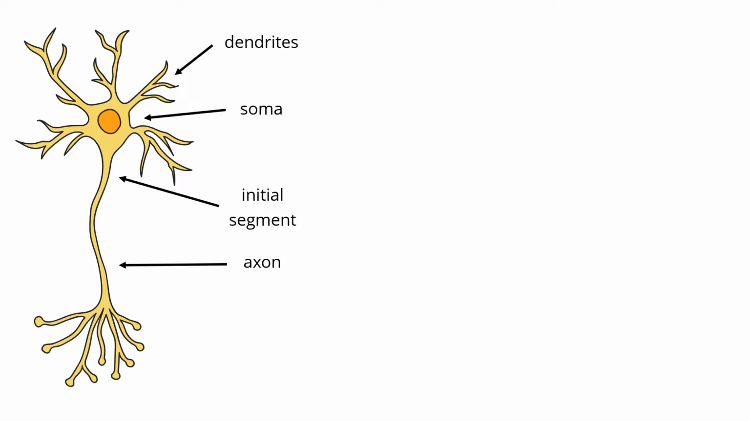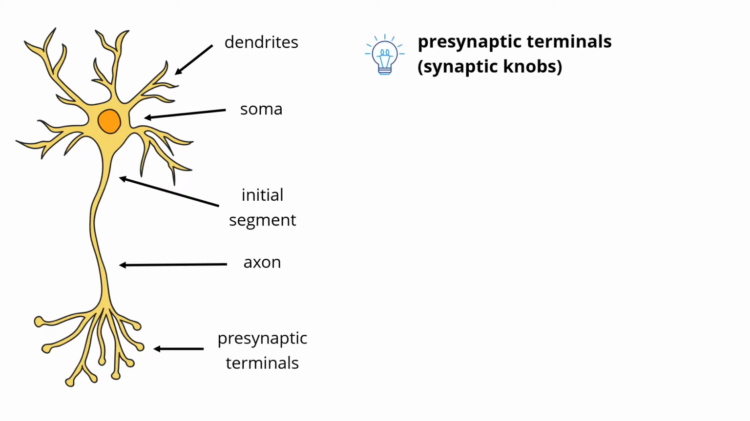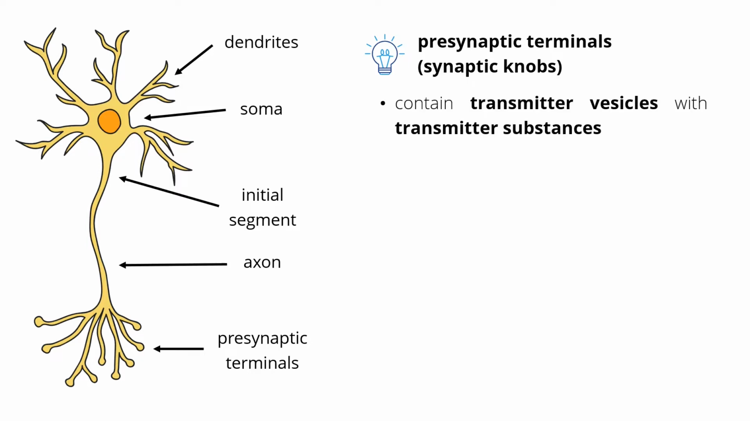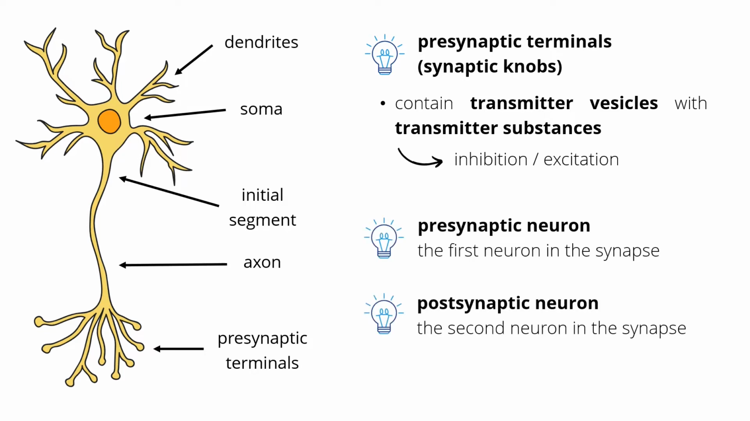However, we can also talk about synaptic knobs or presynaptic terminals, which are the endings of the axons. They are called knobs because of their round or oval shape, which resembles a knob. These presynaptic terminals are very important for synapses because they contain transmitter vesicles with transmitter substances, also called neurotransmitters, that can either excite or inhibit the postsynaptic neuron, the second neuron in the synapse.